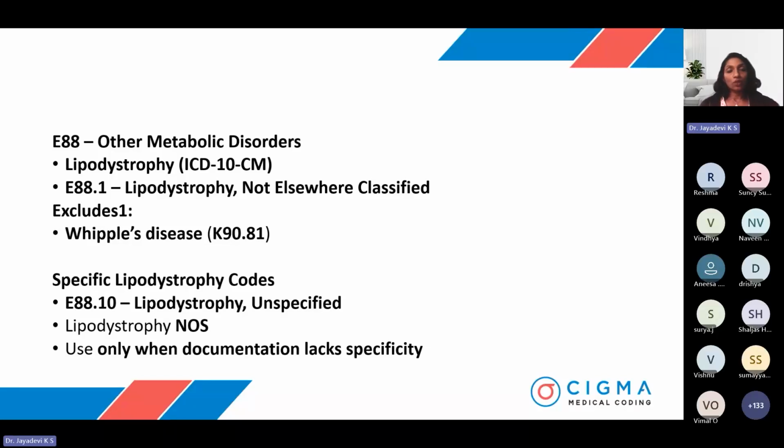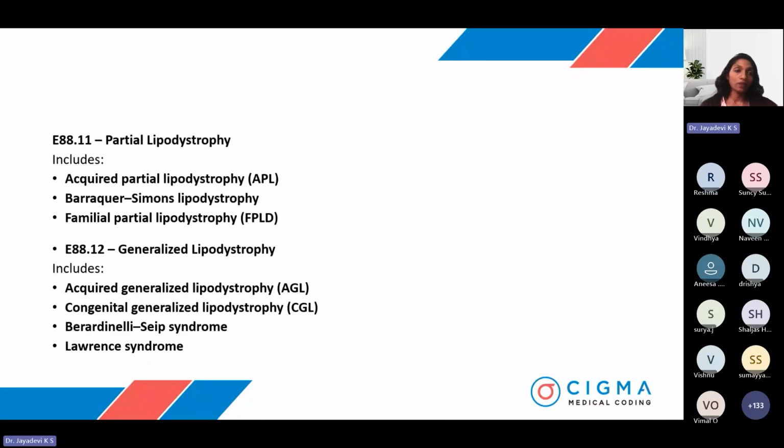Now, other metabolic disorders, lipodystrophy. The ICD-10-CM code is E88.1, lipodystrophy, not elsewhere classified. Here, Whipple's disease, as you know, we have studied Whipple disease, is found in Excludes1. So this cannot be coded along with the E88.1 lipodystrophy code. Then the specific lipodystrophy code is E88.10, the unspecified lipodystrophy. A nonspecific code used only when documentation lacks any specificity.